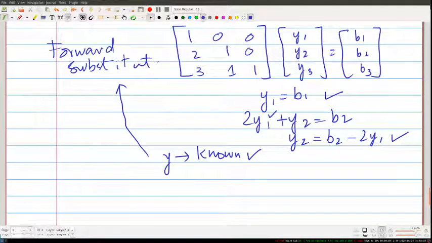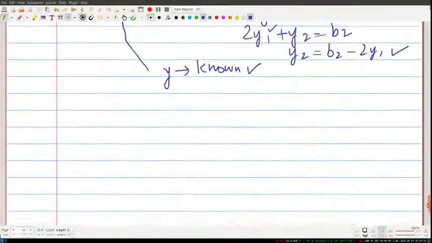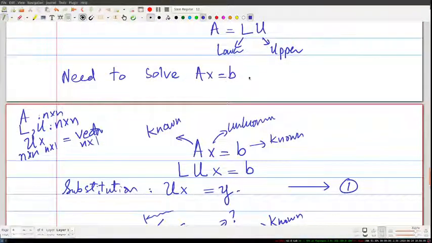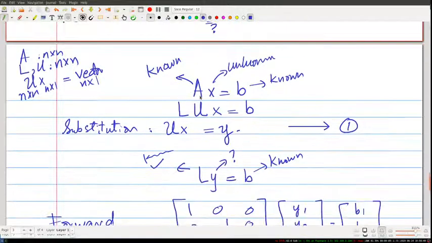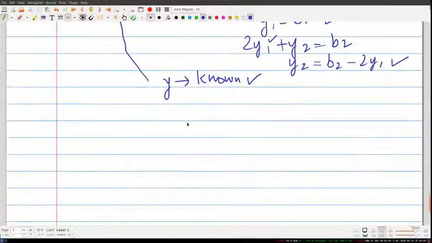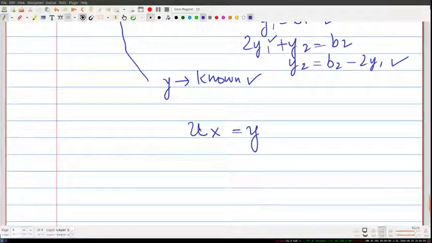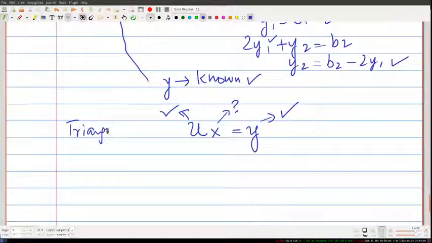Okay, but what's the point, right? We didn't need y. The question said that we need to solve Ax equals b. We want to solve for x. What's the vector x? And now we take the substitution that we did and we use that substitution. So we now go and say, okay, but y was the substitution that we did for Ux equals y, and now this is again another system that we need to solve. This is now known, this is an unknown, this is known, but now again you're solving a triangular system, and triangular systems can just be solved by substitution.